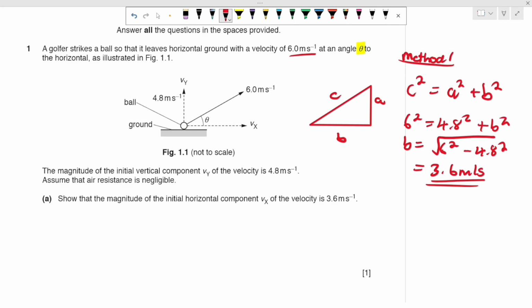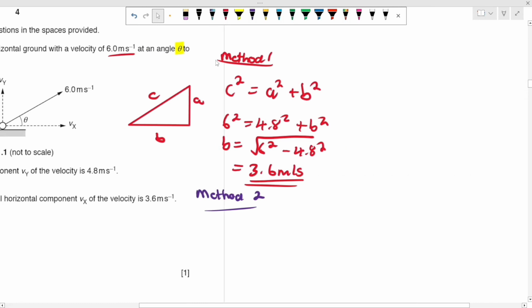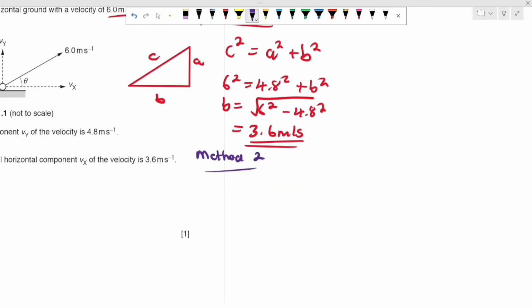The second method that you could use is just basic trig relationships, right? So this is method one, and we can go for method two, if you want to be fancy. Depends on what method you think is the best that can help you solve this specific question. Okay, so if we look at this specific angle theta, here we have 6, then here we have 4.8. So this is the opposite, and this is the hypotenuse.